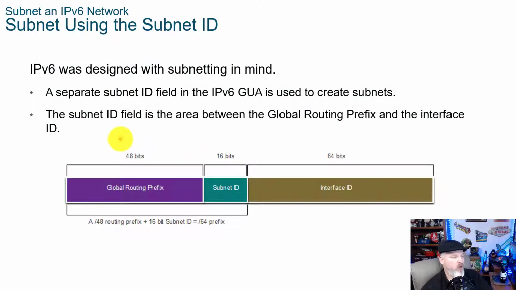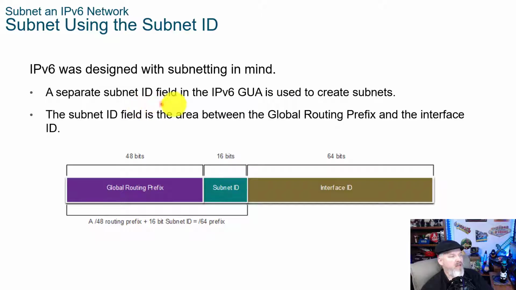Now let's take a look at subnetting a v6 network. It's not as difficult as v4 subnetting, though it looks difficult. When I first started trying to learn how to subnet a v6 address, it looked really, really hard because I was used to v4, but once you get used to it, it's actually a lot easier than v4. So v6 was designed with subnetting in mind, not unlike v4, which was not.